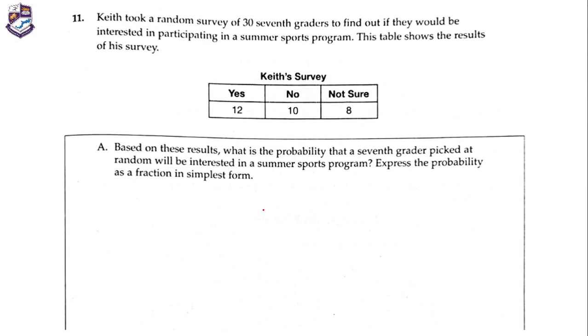And number 11, 30 people were surveyed about participating in a summer sports program. 12 said yes, 10 said no, 8 were unsure. So based on the survey, how many people will be interested? That's the important part. So 12 people were interested. They said yes. Second part is how many people were surveyed, and that adds up to 30. 12/30ths.